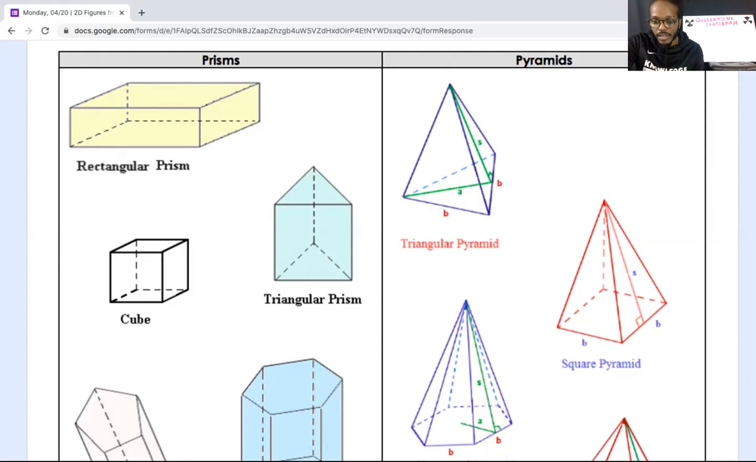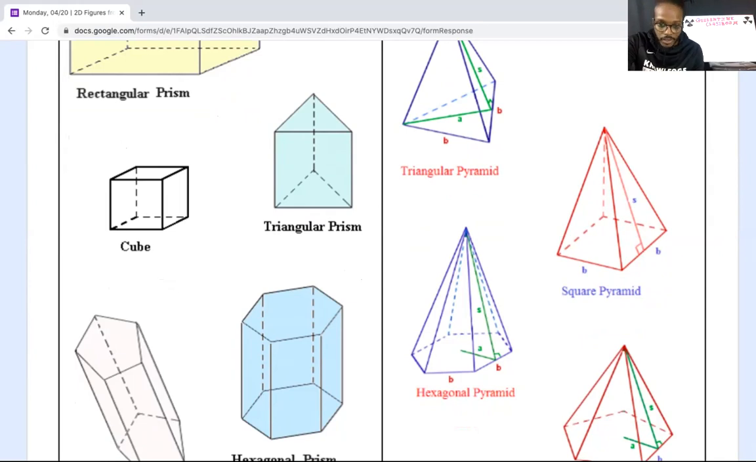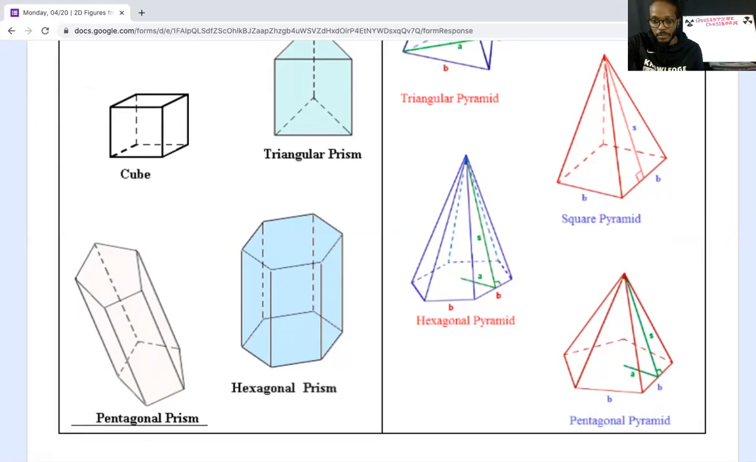Here, there's a square at the bottom. This would also be called a rectangular pyramid because squares are just a special kind of rectangle where it's even on all sides. This is a hexagonal pyramid because it has a hexagon as its base, and a hexagonal prism because it has a hexagon as its base. But the prism has rectangular faces all around, while the hexagonal pyramid has triangle faces all around. Same for the pentagonal prism and the pentagonal pyramid. The major differences are in the faces.